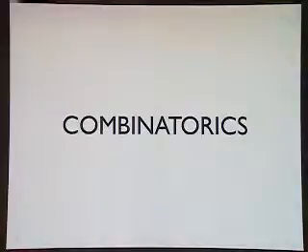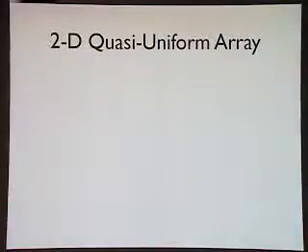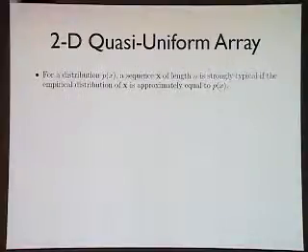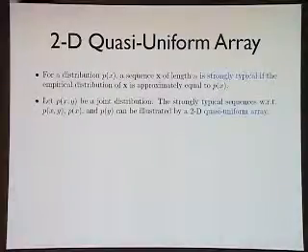Now, first, I'm going to talk about combinatorics. I'm going to introduce to you something called a quasi-uniform array. Now, for a distribution P of x for a discrete random variable, a sequence x of length n is strongly typical if the empirical distribution of x is approximately equal to P of x. I think this is familiar to most of you. And for a joint distribution, we can define strongly typical pairs of sequences accordingly. And the relations between these typical sequences can be illustrated by what I call a two-dimensional quasi-uniform array.